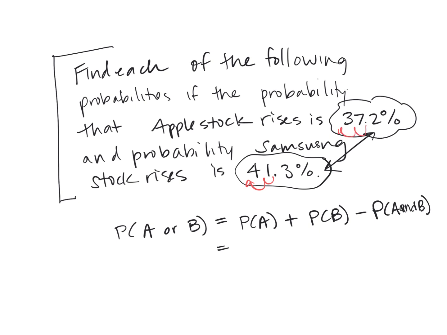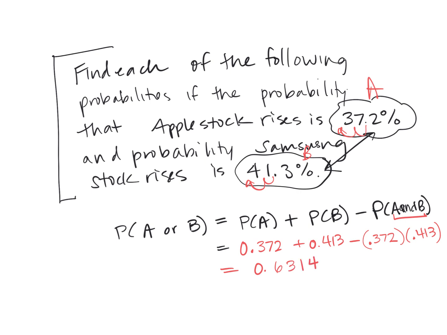Converting those into decimals, we're going to call this event A and that event B. So event A is 0.372 plus 0.413, and then minus the probability that both of them happen. Because they're independent, the probability they both happen is 0.372 times 0.413, which, punching it into my calculator, is 0.6314. I just rounded that last digit.